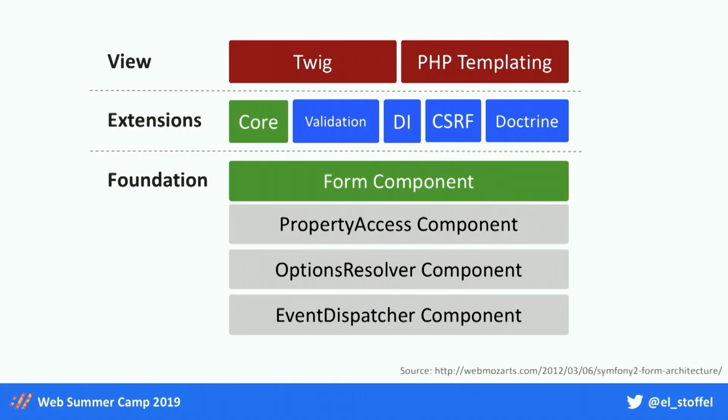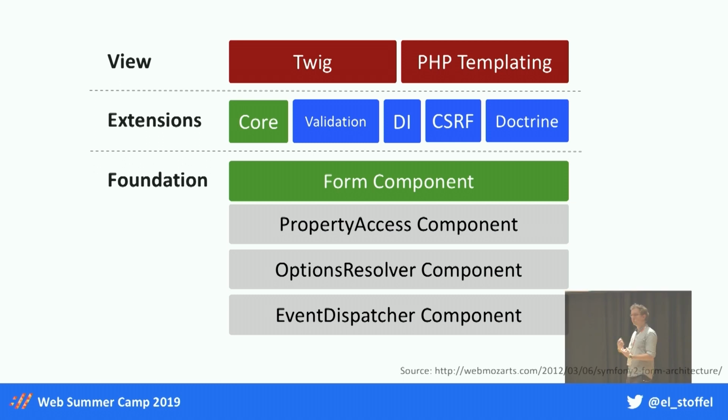And yeah, the foundation itself is the form component, which relies on different components like property access, options resolver, or event dispatcher. So they are already installed when you use the form component. And for you right now on the virtual machine, it is already installed. So we already have everything we need. And the form component defines a lot of extension points and uses them itself. For example, the core extension. The core extension provides us things like the text type.